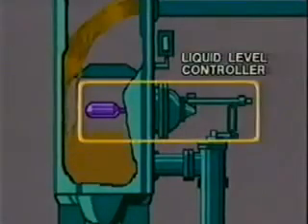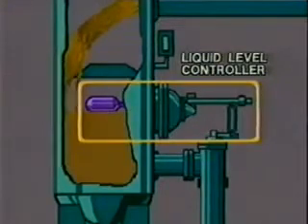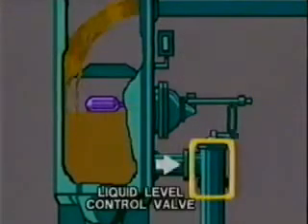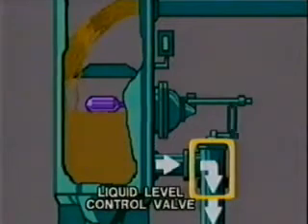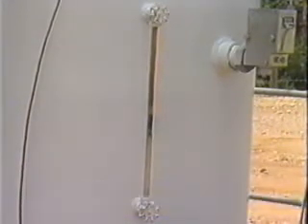As the liquid level controller reacts to the accumulating liquid level, it triggers the liquid level control valve. The liquid is sent to storage or to further processing. Separators also have sight glasses for monitoring liquid levels. These devices allow the operator to check levels, check operation of the dump valves, and check for proper control functioning.